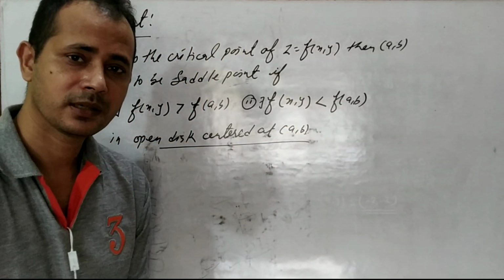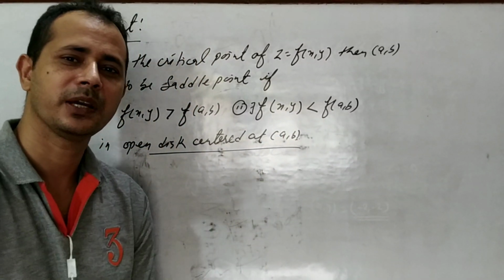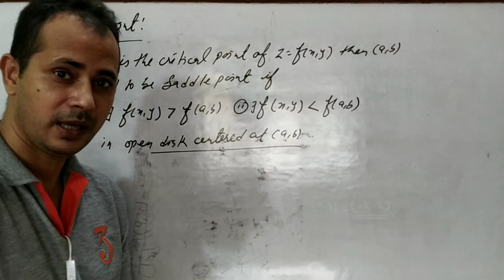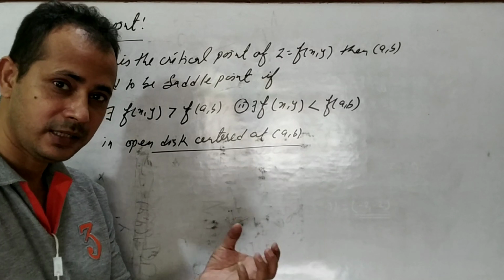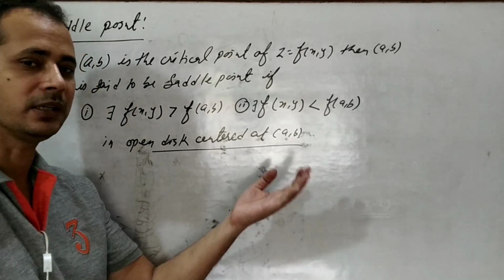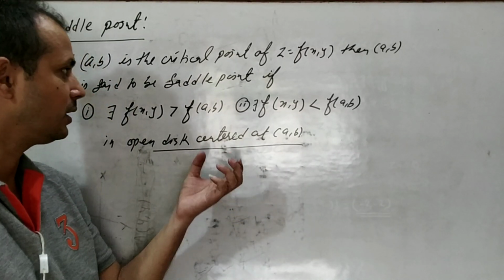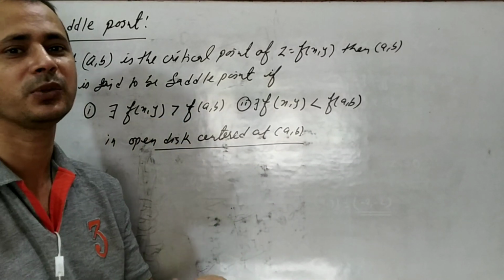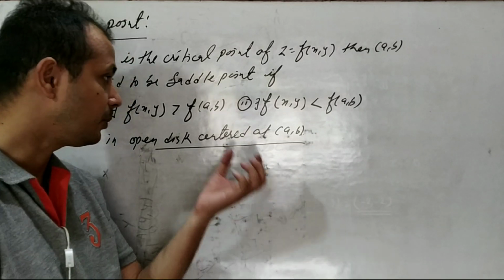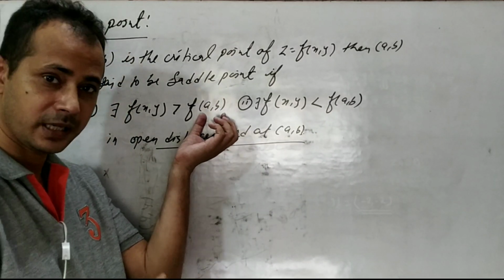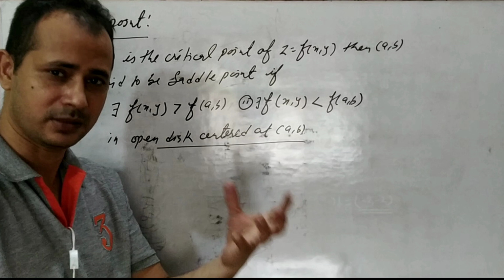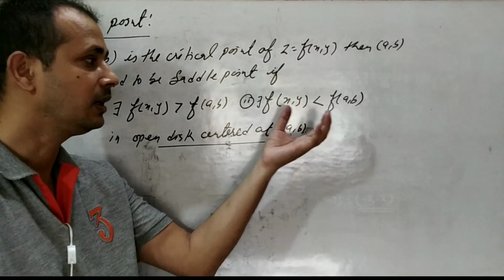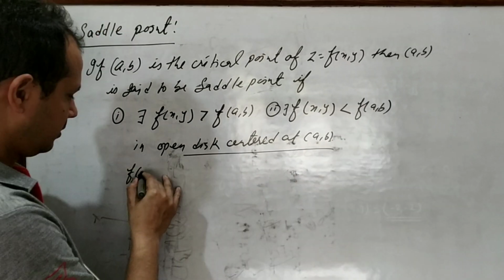Here we need to understand, if the given function z equal to f of x y does not have a maxima or minima at (a, b), then that is the special case that comes under the saddle point. So in this case, we will get some (x, y) within that disk which show values more than f of (a, b). Again, there will be certain (x, y) where f of x y is less than f of (a, b).